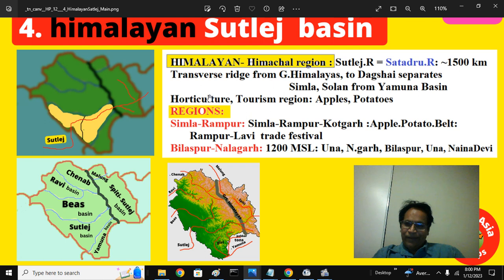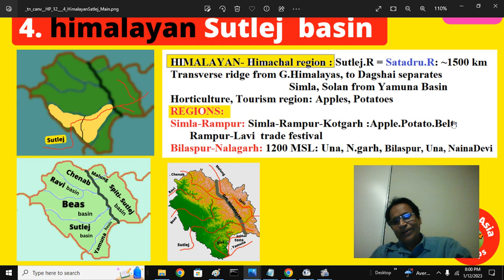This is one of the core regions of Himachal. The major core region is the Beas region, that is Kangra. Simla is the capital, and this is also an important region. This is the horticultural zone, the tourist zone, the apple zone. Potatoes and apples are predominantly grown. There are two regions: the Simla Rampur region, and Bilaspur Nalagarh. Simla Rampur Kotgarh is essentially considered the apple potato belt of Himachal.